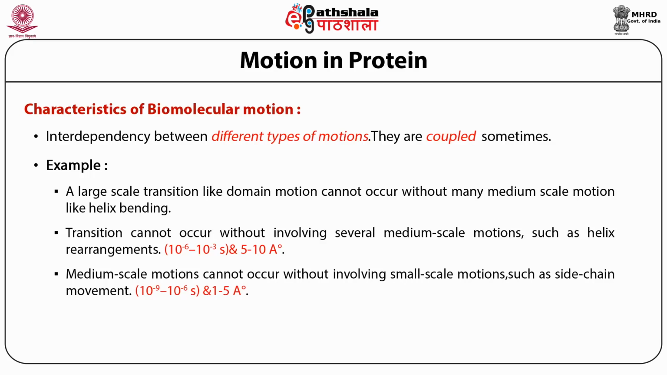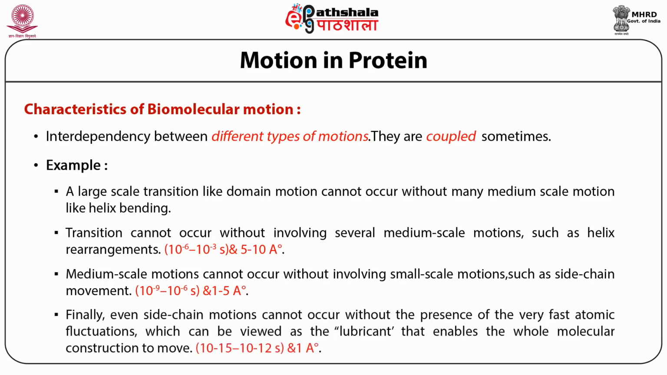So what we see here is that even the side chain movement can occur only with a fast atomic fluctuation, something we can view as a lubricant that enables a molecule to make a few moves.